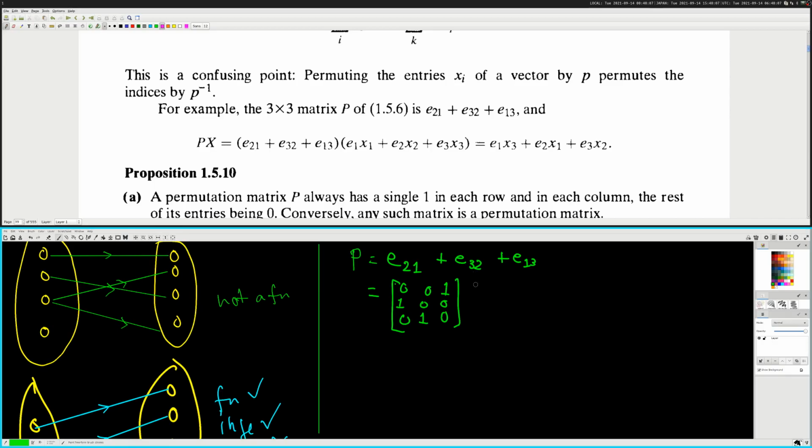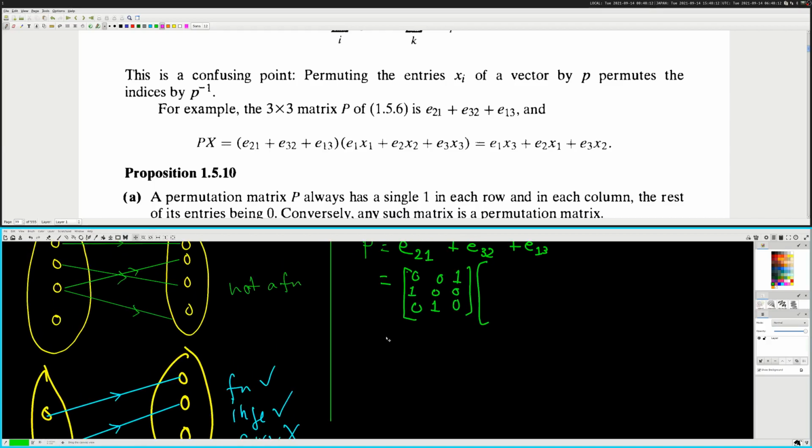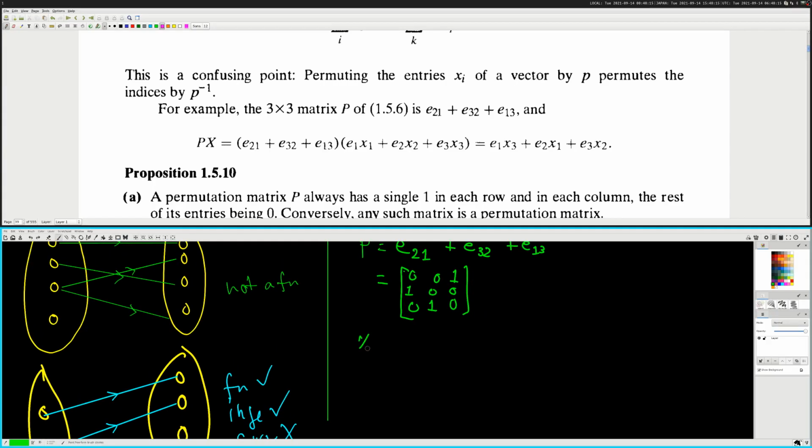Okay. Plus E1x1 plus E2x2 times E2x3. So that's P. And then X would be X1, X2, X3. Okay. And then let's just do the matrix multiplication by hand. 0, 1, 1, 0, 0, 0, 1, 0 in my vastly superior tabular format.